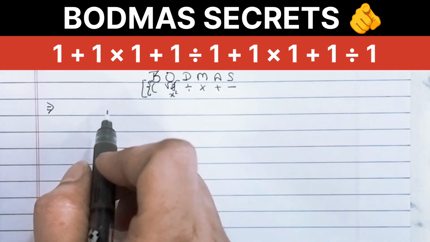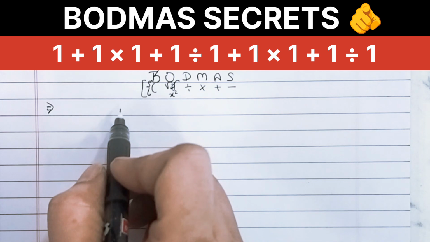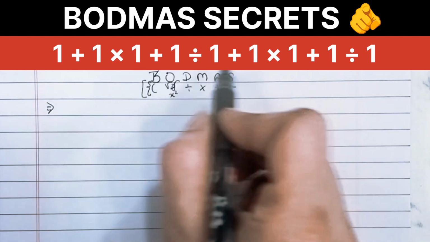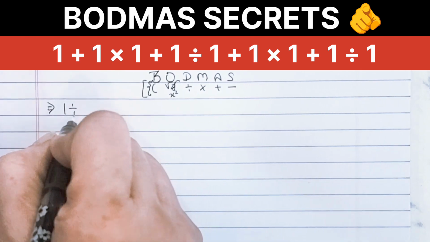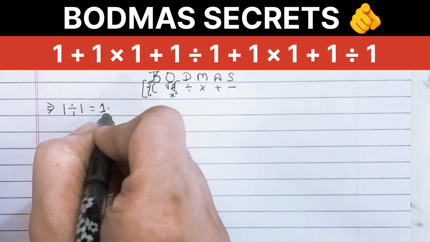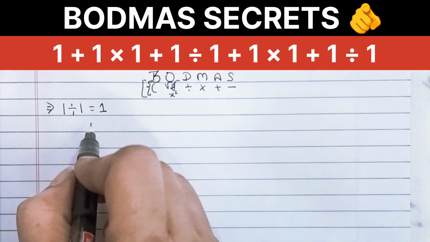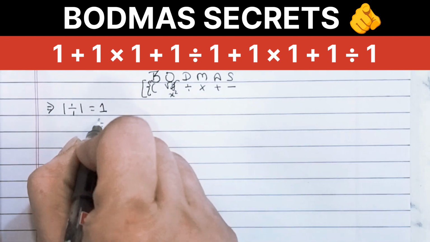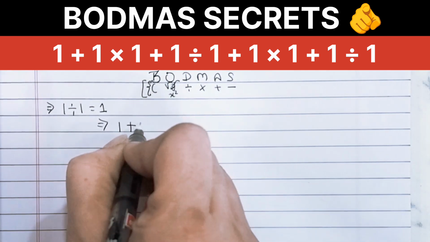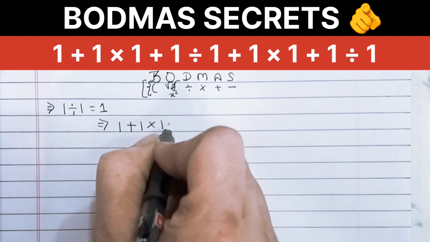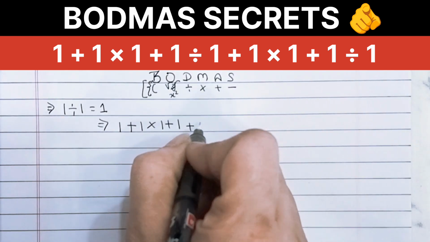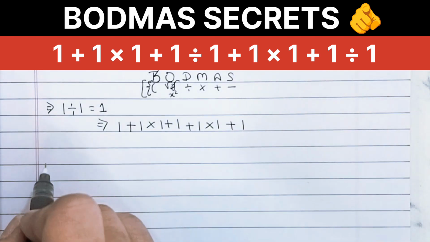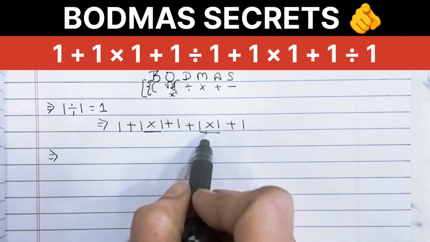Now first step, division. First we look for any division operations. There are two instances of 1 divided by 1, as you can see here. 1 divided by 1 is equal to 1. So, according to this, division has a higher priority than multiplication and addition. So now the expression becomes 1 plus 1 multiplied by 1 plus 1 again plus 1 multiplied by 1 and then plus 1.